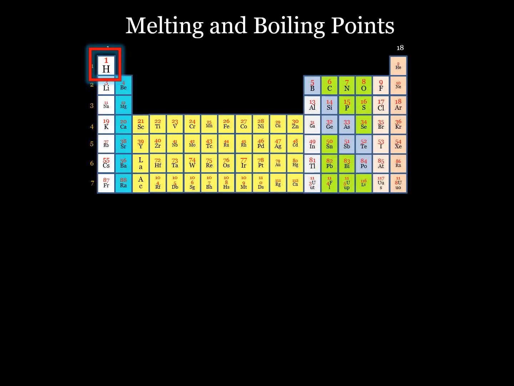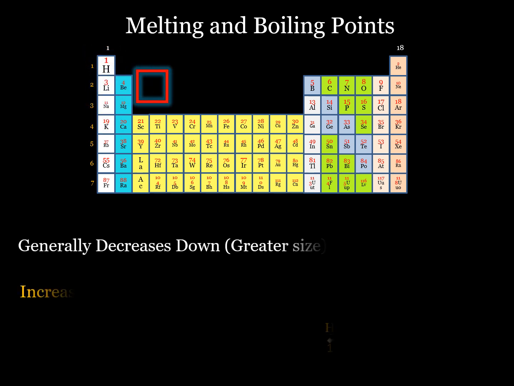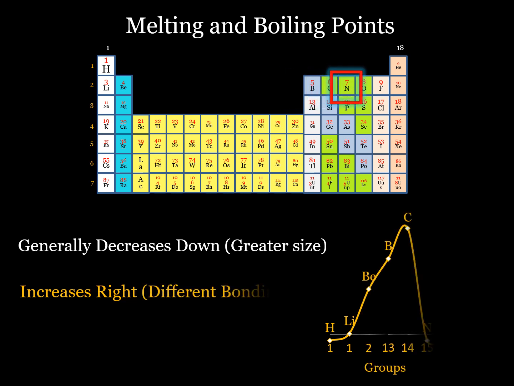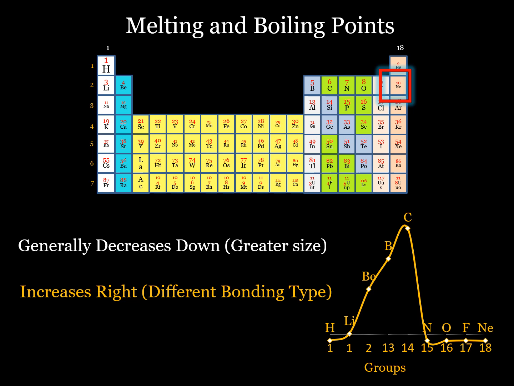The last property trend in this presentation is the phase change, or simply the melting and boiling points. The melting and boiling points of elements generally decrease down the group and increase across the period. But this happens till carbon. After that, the melting points decrease abruptly. This happens because a different type of bonding is involved.